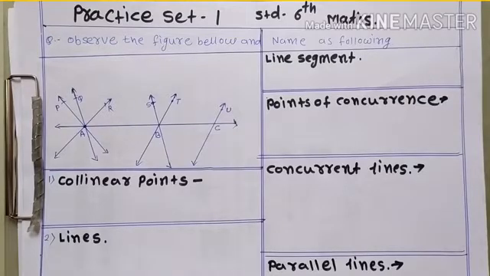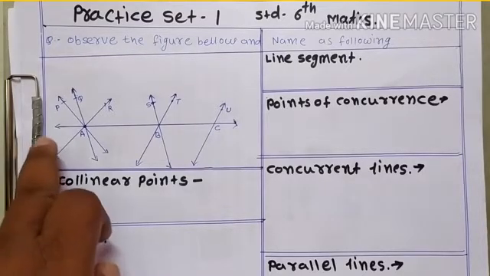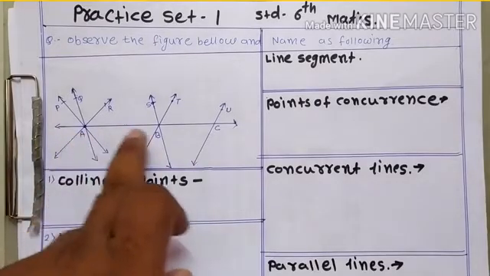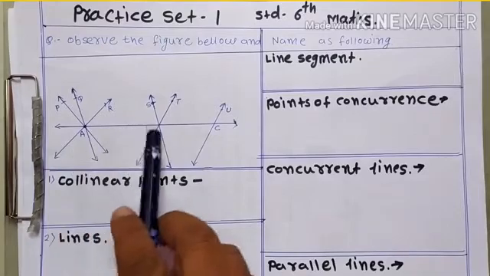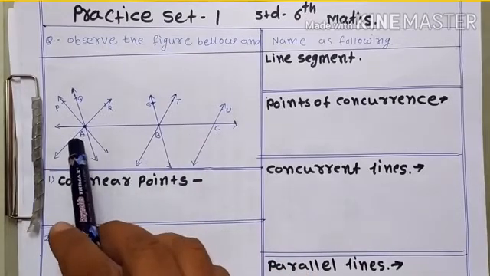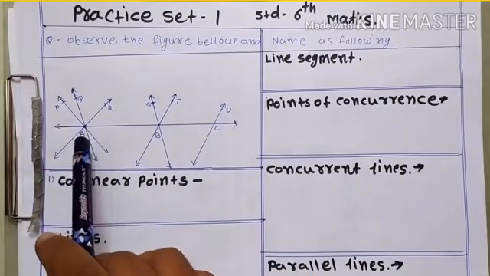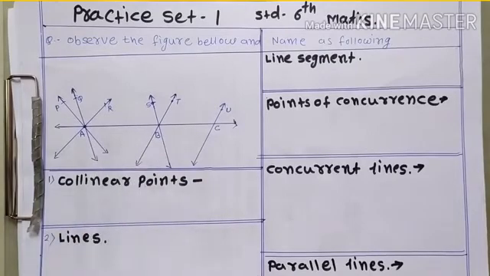Practice set first. Question number 4. Observe the figure below and name as following. खालील आकृती पहा आणि विचारलेली नावे लिहा. There are many lines. Some lines are straight, some lines are intersecting each other. So, observe this figure and name as following.